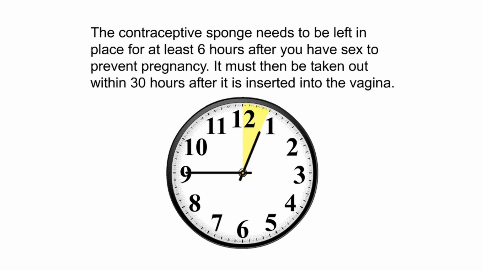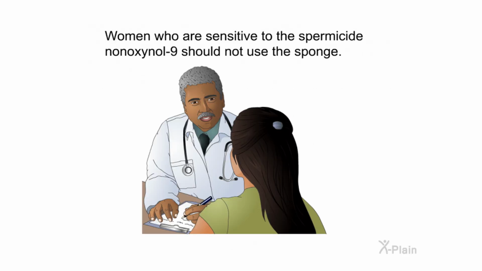The contraceptive sponge needs to be left in place for at least 6 hours after you have sex to prevent pregnancy. It must then be taken out within 30 hours after it is inserted into the vagina. Women who are sensitive to the spermicide nonoxynol-9 should not use the sponge.